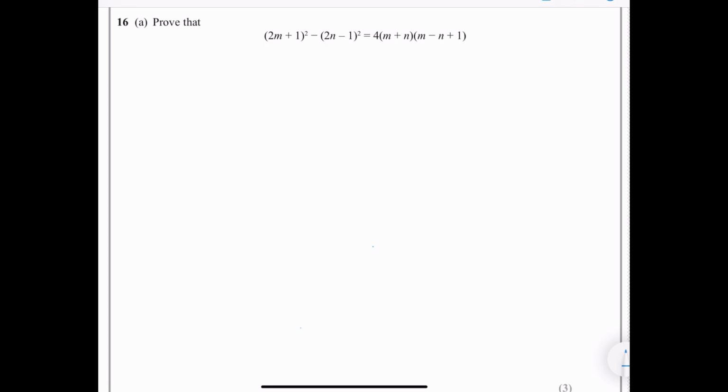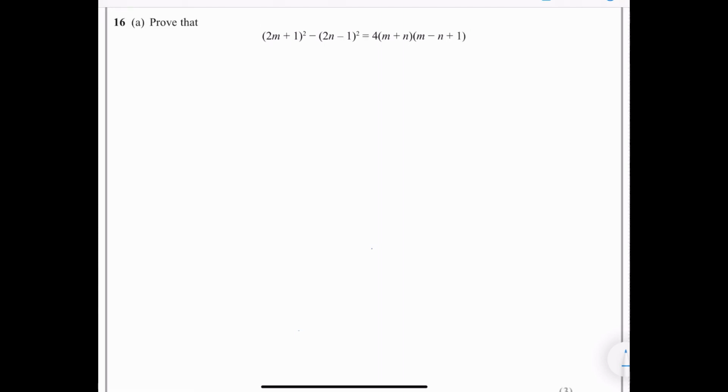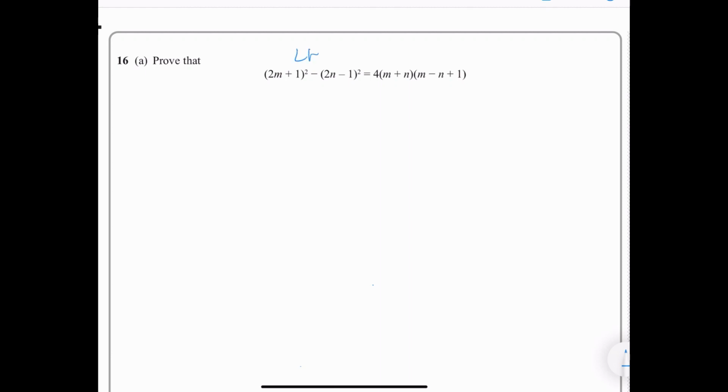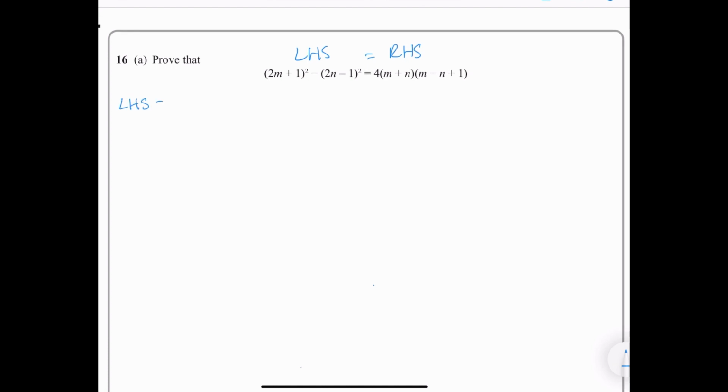Question 16 now. This is a proof question where we need to show that the left-hand side equals the right-hand side. So there are lots of ways to do this. I'm going to take the left-hand side and then do some algebra, hopefully end up with the right-hand side. So I've got (2m plus 1) times (2m plus 1) minus (2n minus 1) times (2n minus 1). Right, let's deal with this side first.